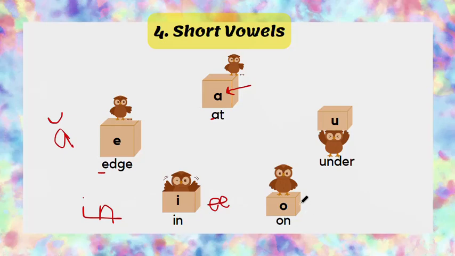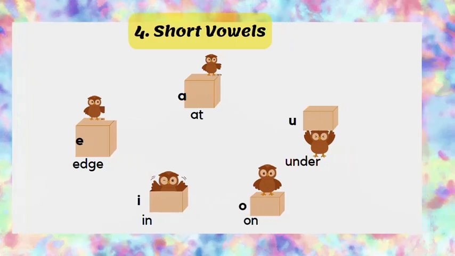Right? Then we have o, on. The owl is on the box. O, o. The owl is under the box. Under. Right? So I hope that the sounds are a bit clear. You will get them better if you keep on practicing them.